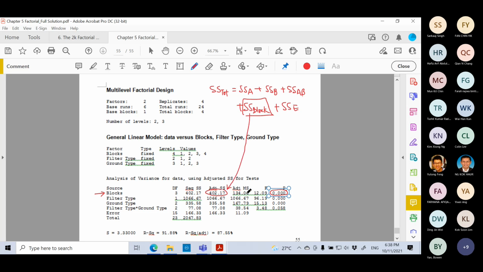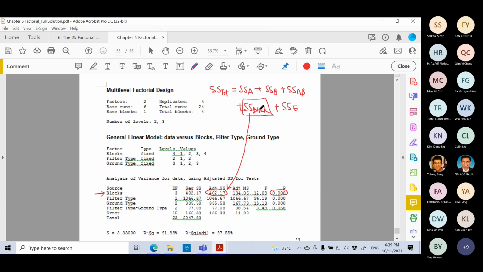And then once you get the sum of squares, you get the mean square by dividing by the degrees of freedom. Then you can test the hypothesis. Here it clearly shows that they are significant. Okay, so therefore the block is something you need to take out from the sum of squares.